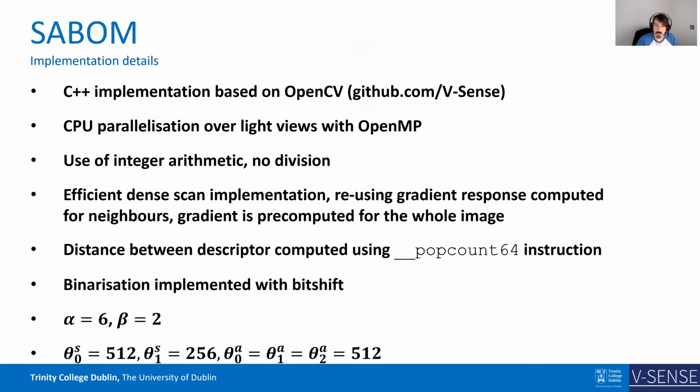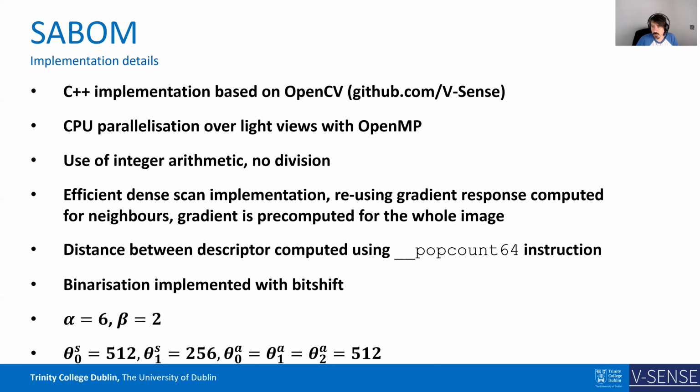So in addition to these algorithmic choices, there are several important implementation details to consider that we list here. The parameters alpha and beta were found by directly minimizing the L2 norm approximation error. And the thresholding parameters theta were found by sweeping a range of values and finding the ones that give the best ROC performance for the descriptor. And you can notice that we rounded the theta values to powers of 2, which is necessary to implement the binarization with the bit shift operation.